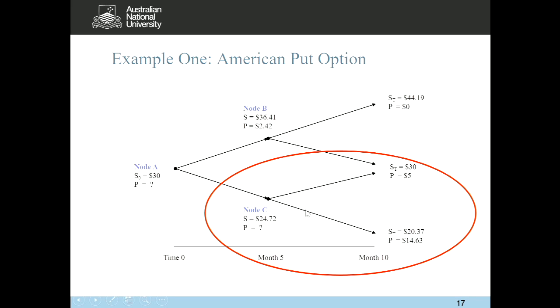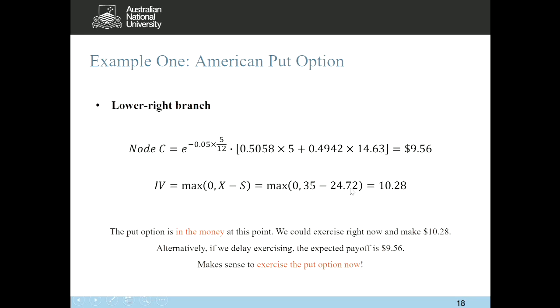Now, the share price in node C is 24.72, which is lower than our strike price. If you exercise that, we can make an immediate payoff of $10.28. So $10.28 is higher than the discounted value, which means exercising the put option now has a higher value compared to holding on to that put option for another 5 months. So the rational decision is to exercise the put option now and get that $10.28.